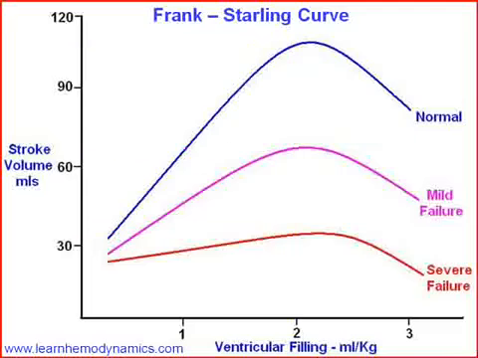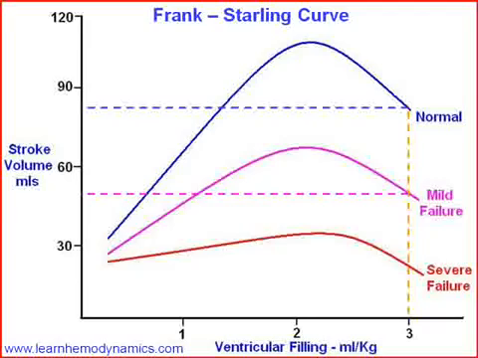Let's increase the loading on this heart a little more, 3 mils per kilo. Now, the normal heart can actually stand that remarkably well and can still maintain a stroke volume of 80 mils. Our mild cardiac failure patient has dropped back to about 48 mils, but just look at our severe cardiac failure patient. They are now in big trouble at 25 mils. What we've got to do is optimize this preload and, if possible, get them to change trains onto a better curve.